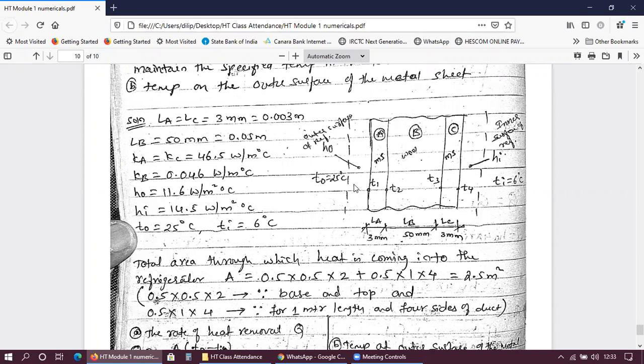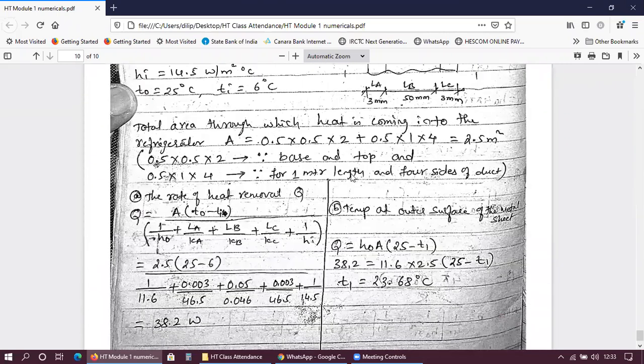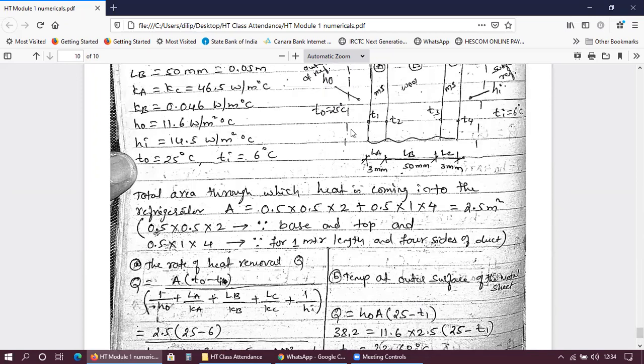So as we know, we need to calculate this T1 here, right? So I will go with the first parameter. Q is equal to, what is the equation? Q is equal to H naught A, where H naught is the heat transfer coefficient at the outer surface multiplied by its area. So this is convection. Here the convection is taking place between the outside air and the surface, and we need to calculate T1 here.